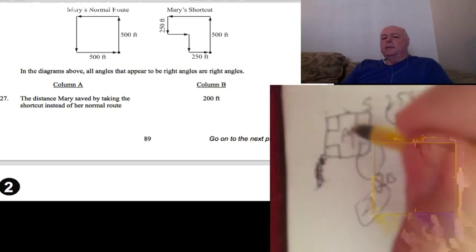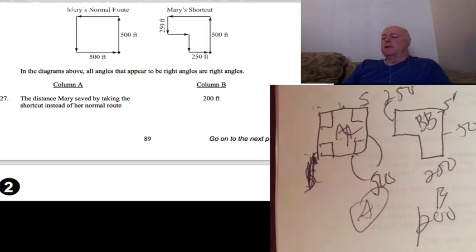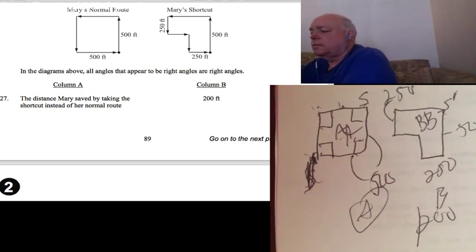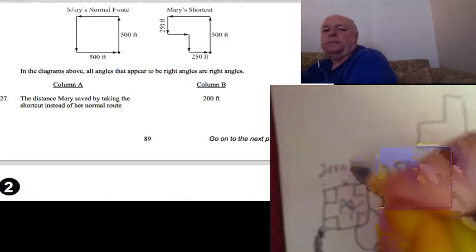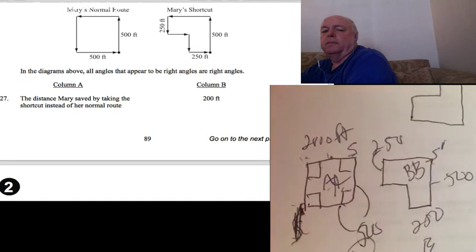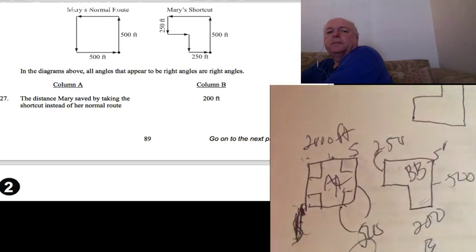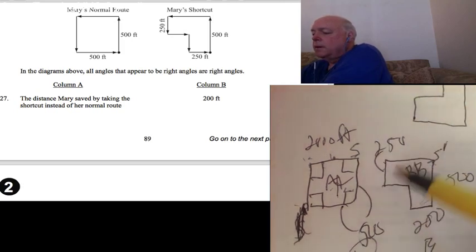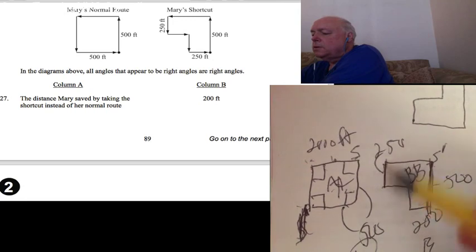So in A, the perimeter is 500 times 4. It's a square. So you have 500 plus 500 plus 500 plus 500. So we get 2,000 feet. Question is, what's the perimeter of this? Do we know? Well, we know this whole thing here is 500. And this is 250. So that means this here also has to be 250.